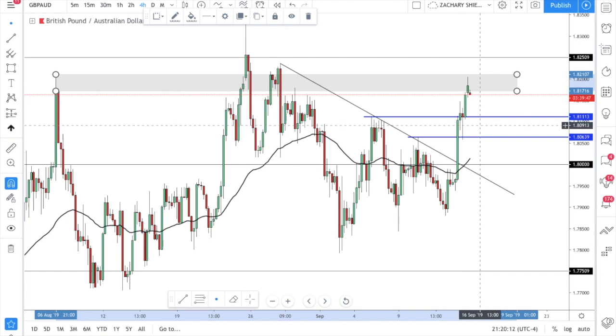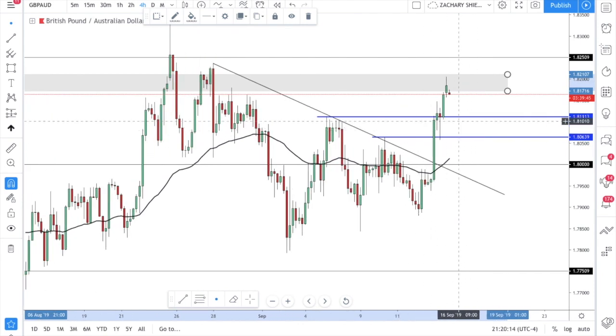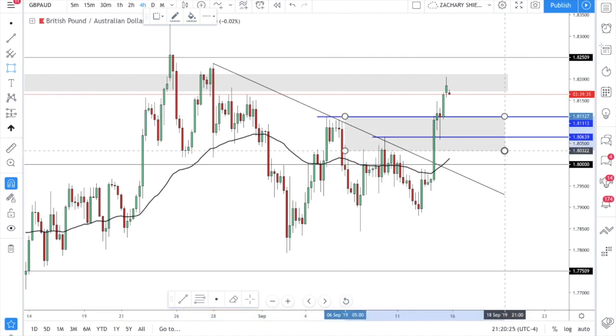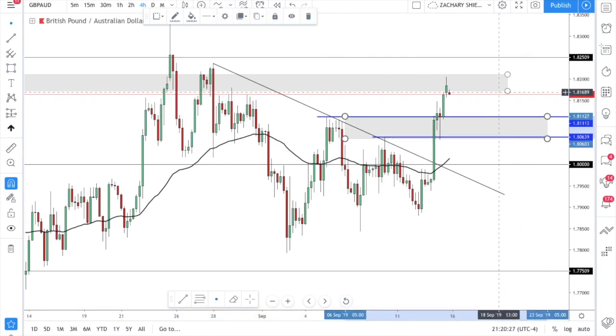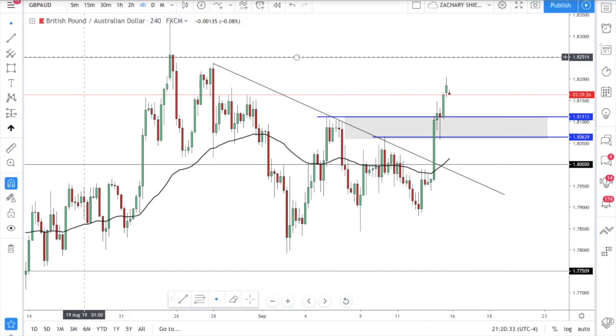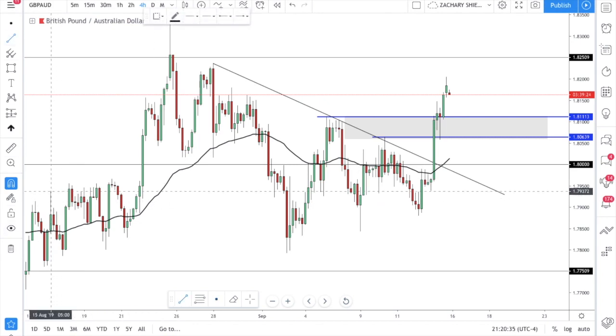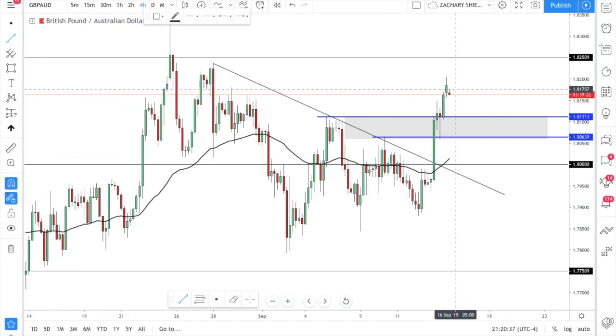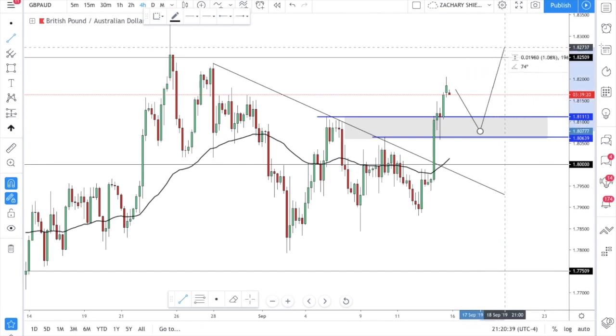Once 1.82 holds, we should pull back, and anywhere at or beyond 1.811 I'll be willing to buy. My favorite region to buy is anywhere in this gray region. But if we do even get below that, it's still valid for a buy. So what we can see now on GBP AUD is potentially some kind of scenario like this.